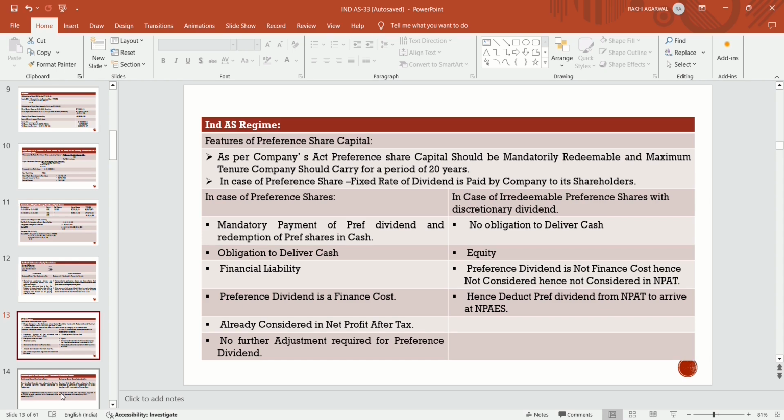But in case of irredeemable, meaning it will not be redeemed in future, it will convert into equity. The nature of that preference share is not redeemable, and the dividend is discretionary; it depends on the management decision and it is not compulsory to pay dividend. In that case, it is of the nature of equity, as there is no obligation to deliver cash. So it is a financial instrument in the form of equity. That preference dividend is not a finance cost, hence not considered in net profit after tax. Hence deduct preference dividend from the net profit after tax to arrive at net profit attributable to equity.